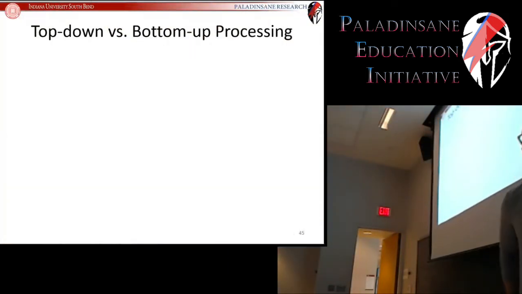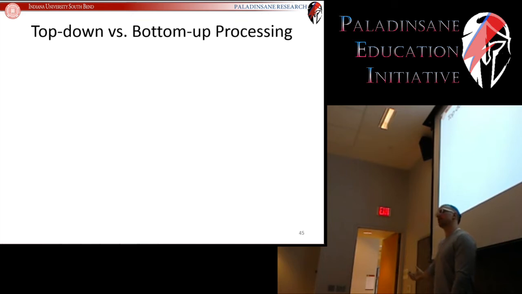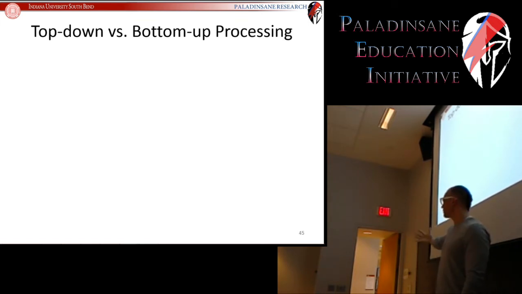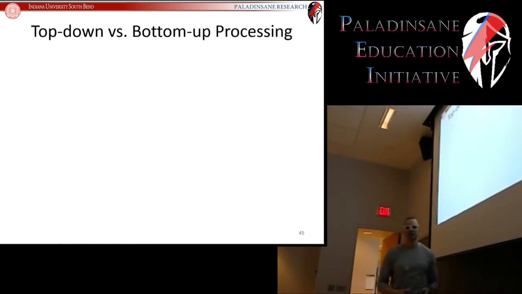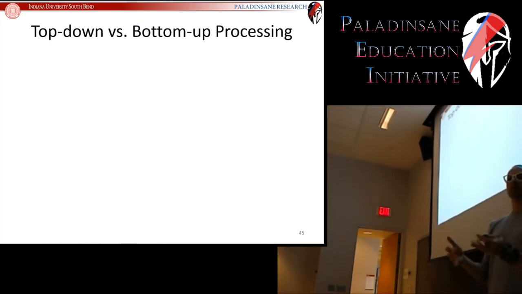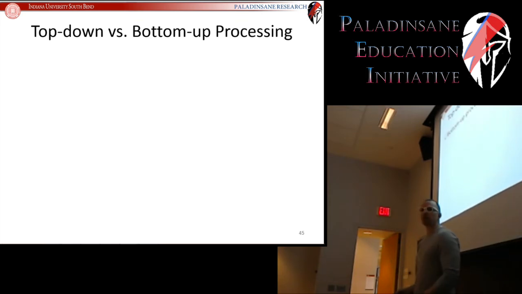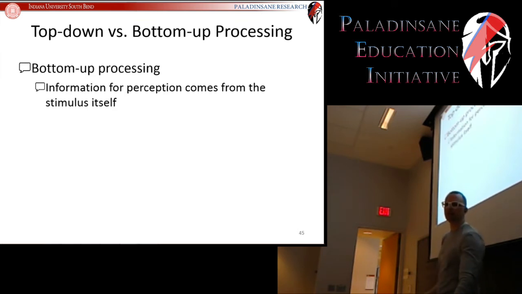All right, next idea in perception. We mentioned that perception arises from a stimulation of the senses. It's an experience from stimulation of your senses. But that's not the only place that information comes from in perception. Information for perception comes from the stimulus itself, but it can also be combined with other information that you've already stored in your mind, other representations that you already have, and that is the key difference between bottom-up versus top-down processing.